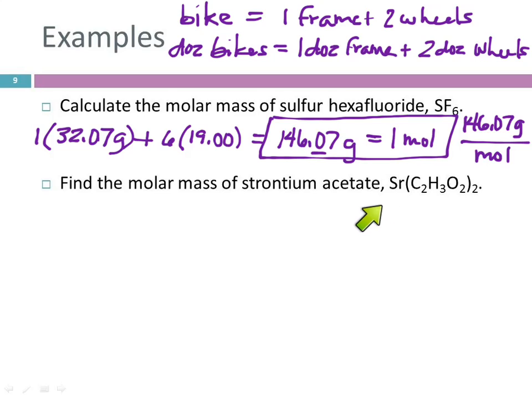So let's do this one. How many strontium atoms are in this formula? 1. How many carbon atoms? 4. And how many hydrogen atoms? 6. And oxygen? 4. So remember, this 2 on the outside of the parentheses multiplies everything inside. We went over that when we talked about balancing equations, but it bears repeating.